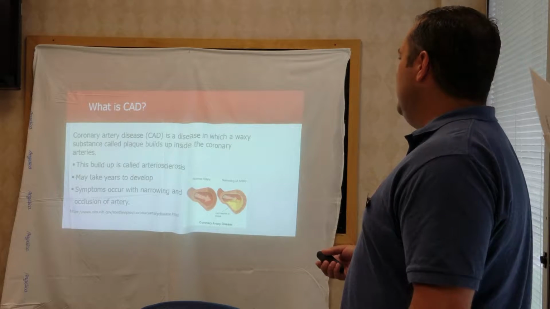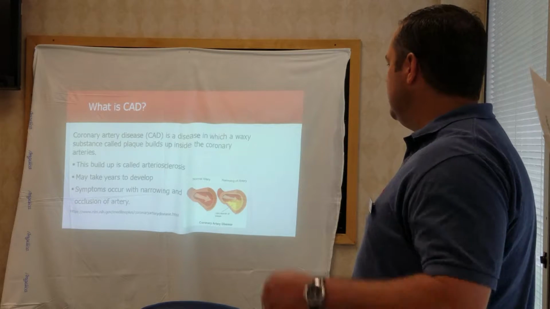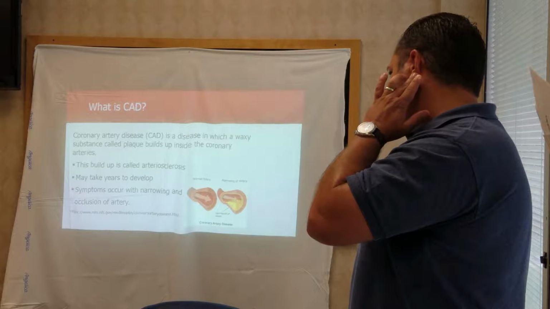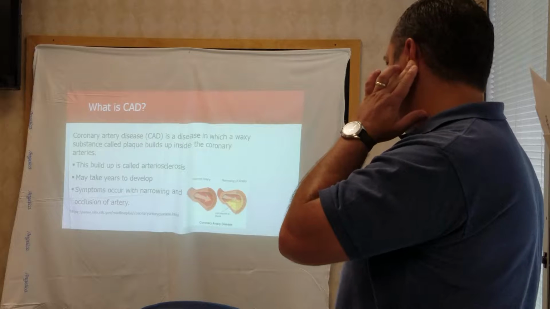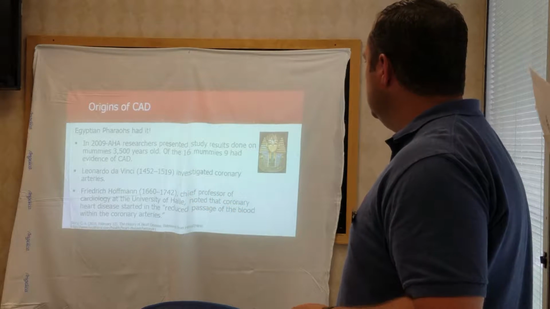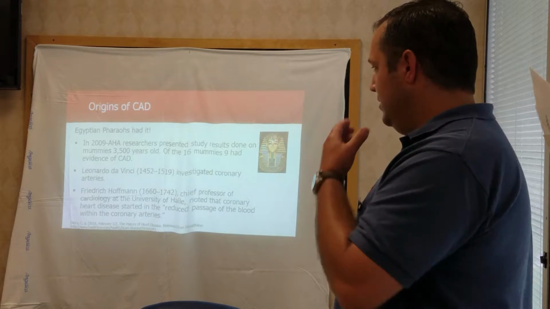So we're going to start at the top. What is coronary artery disease? It's a disease in which a waxy substance called plaque builds up inside the coronary arteries. It's usually called arteriosclerosis. It may take years to develop. Symptoms occur with narrowing and occlusion of the artery.